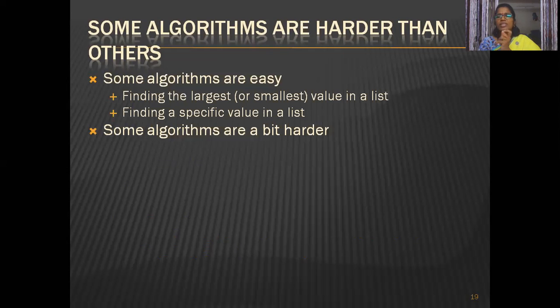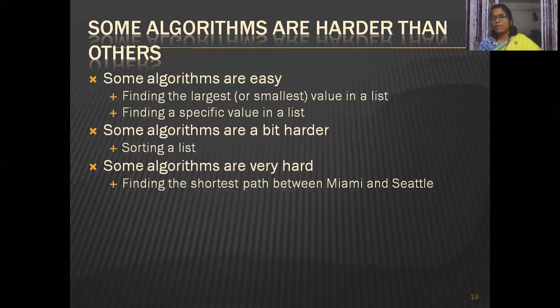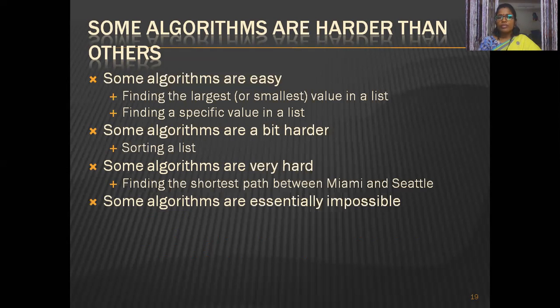Some algorithms are a bit harder, like sorting a list. As I've told you, sorting means arranging the elements in ascending or descending order. Some algorithms are very hard, like finding the shortest path between Miami and Seattle. Some algorithms are essentially impossible, a complex task, like factoring large composite numbers. So these are the different types of algorithms we can see.